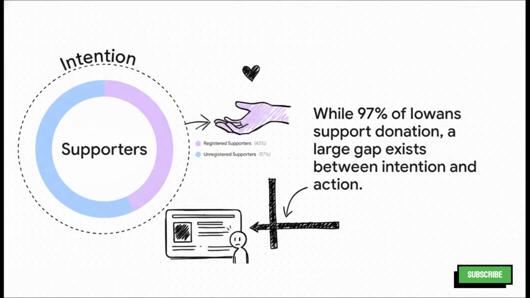And this chart right here shows that gap perfectly. I mean, look at this. A study in Iowa found that an incredible 97% of people said they supported organ donation. But then, when they checked who had actually signed up, only 43% of those same supporters. The goodwill is obviously there, but the way the system is set up creates this massive barrier.